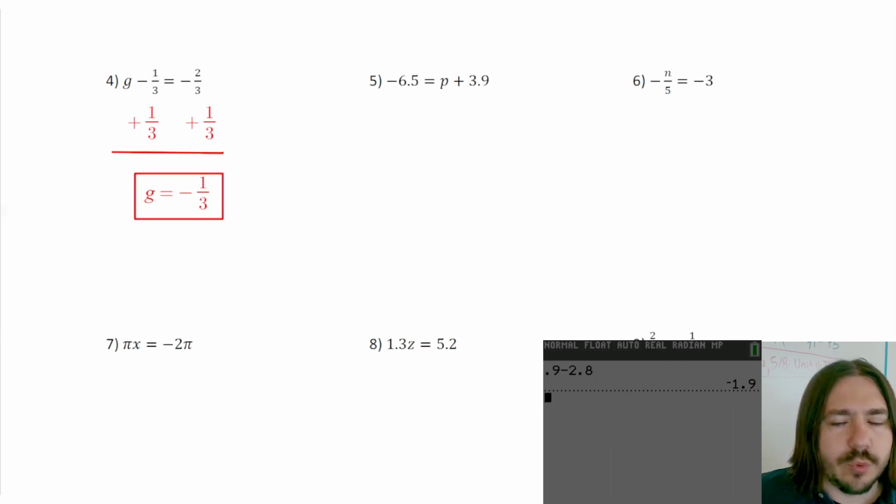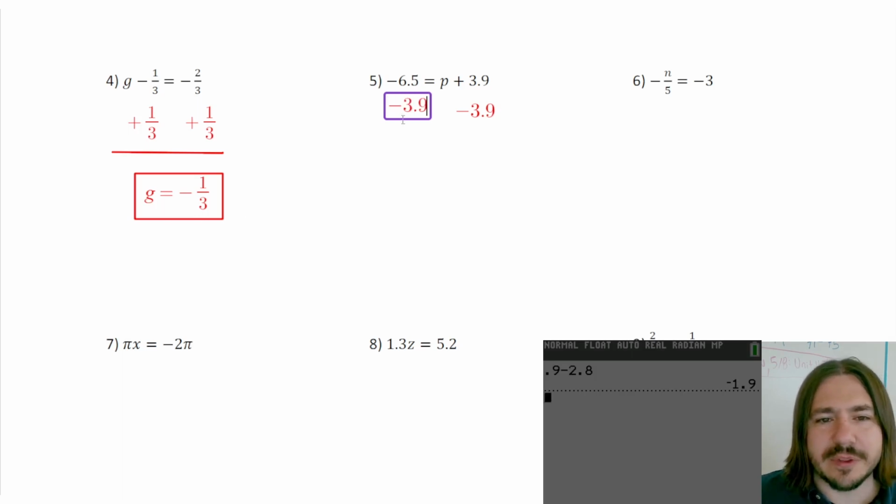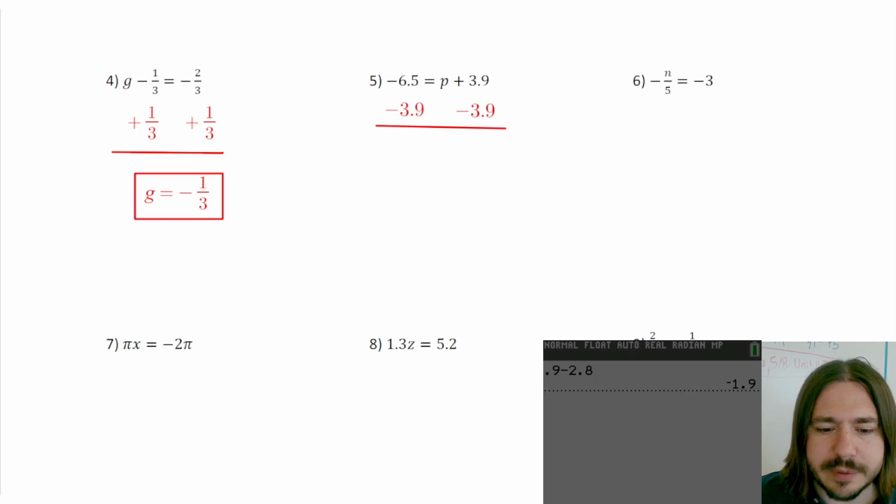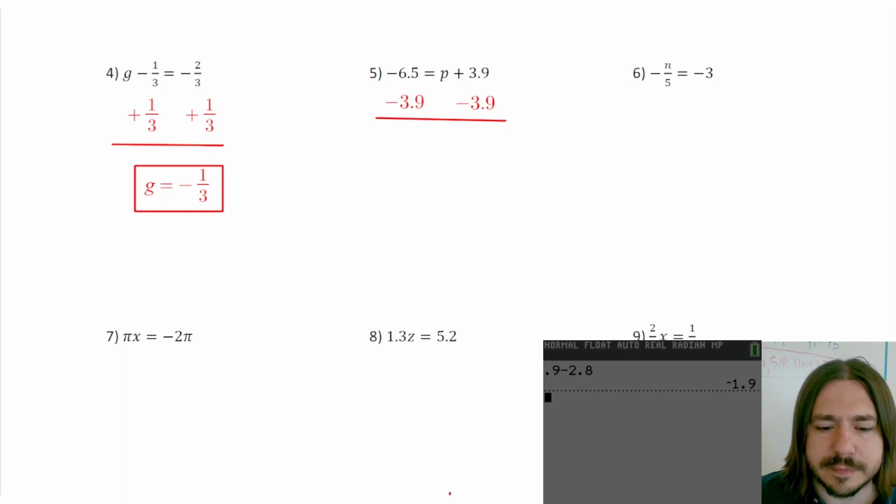For number 5, we're going to subtract 3.9. Here I am going to use a calculator, I think. Especially when I'm dealing with negatives and I get a little uncomfortable. On number 4, I already had a common denominator, so I wasn't going to feel that uncomfortable. But here, I just want to make sure I get the right solution. So I'm going to go ahead and pull my calculator back up and do that arithmetic.